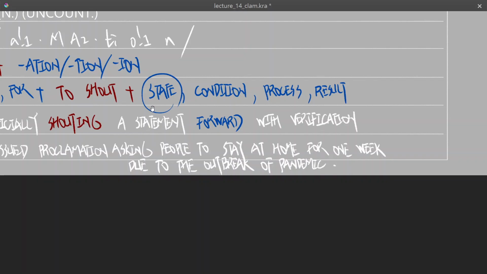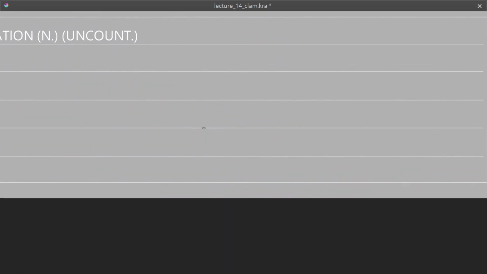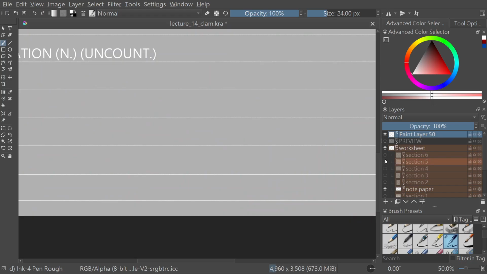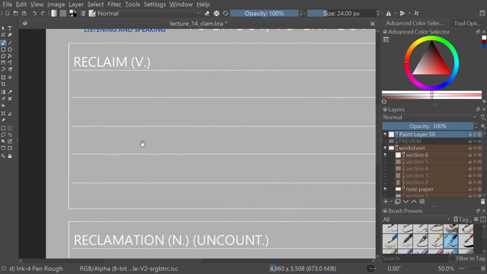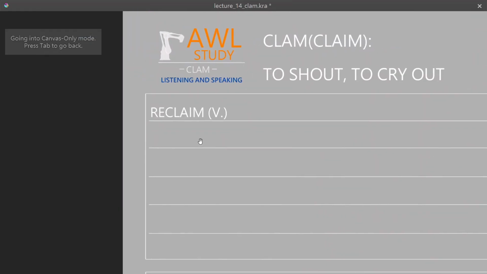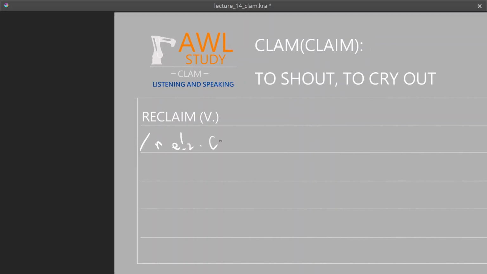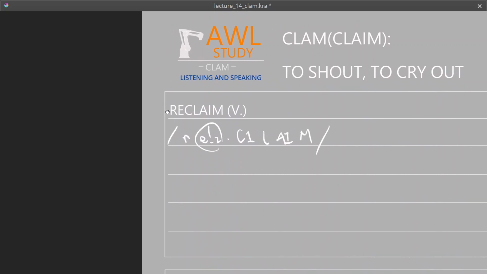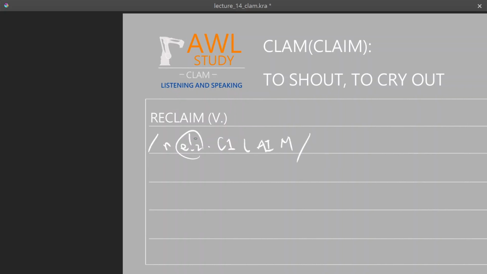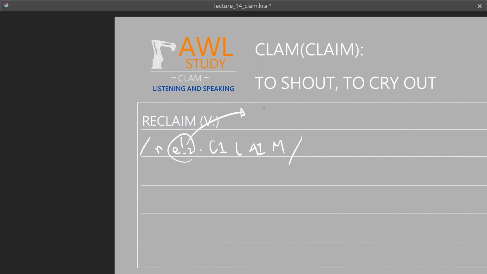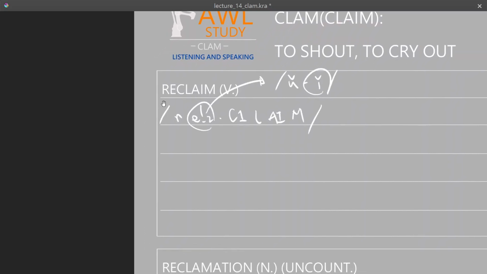Right. Next, we have reclaim. Reclaim. Remember, that's the second schwa sound. So we have two schwa and e. This is the second schwa sound. Right, reclaim.